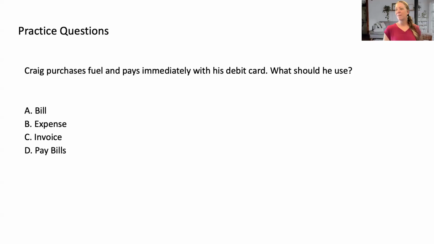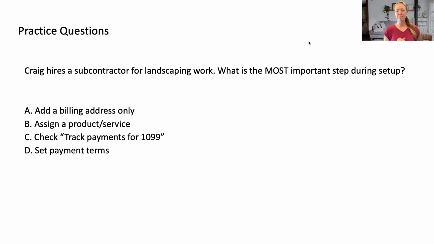Craig purchases fuel and pays it immediately with his debit card. What should he use? A, a bill, B, an expense, C, an invoice, or D, pay bills? This is B. Good job. This is where we do that plus create and just enter that expense. Or we can enter that on the app by taking a picture of that receipt and having AI help us as well.